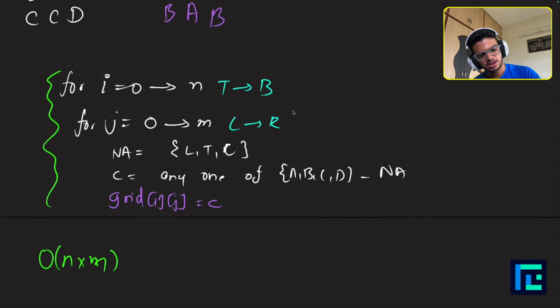Space, I don't think we are using any extra space here, right? We are just using the input space given to us to store the answer as well. The space complexity here is also order of 1. You might say order of 4 for this, but it's fine. That is okay. Yeah, that's about this question.